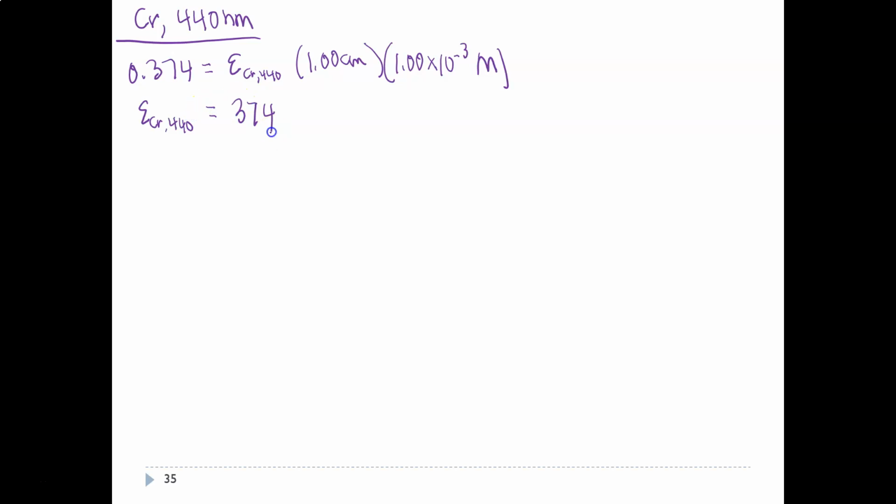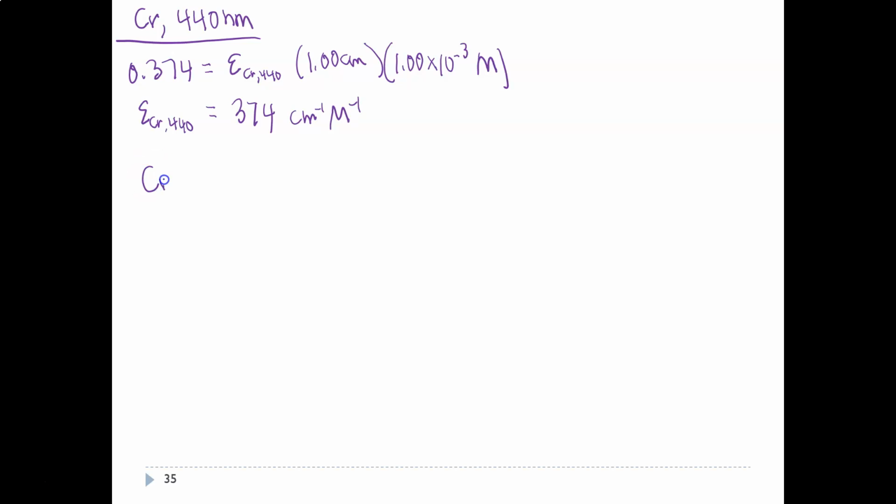So we were told that the absorbance was 0.374. That's coming from the last slide. We do not know the extinction coefficient of chromium at 440 nanometers, but we know that B is 1.00 centimeters, and C was given in the problem also as 1.00 times 10 to the negative 3rd molarity. So I can just use algebra here to solve for the extinction coefficient, and I got 374, and its units will be inverse centimeters, inverse molarity.